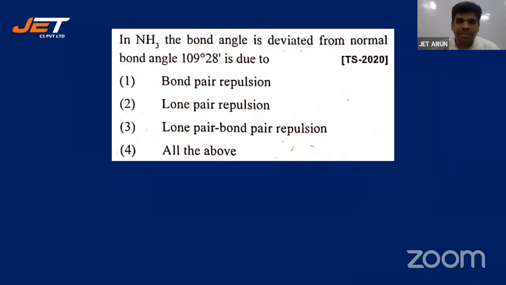In ammonia, the bond angle is deviated from the normal bond angle 109 degrees 28 minutes. We just saw that the bond angle in ammonia is 107 degrees 48 minutes, but it's deviated from the normal bond angle 109 degrees 28 minutes. That is due to what? Bond pair repulsion, lone pair repulsion, lone pair bond pair repulsion, or all the above?